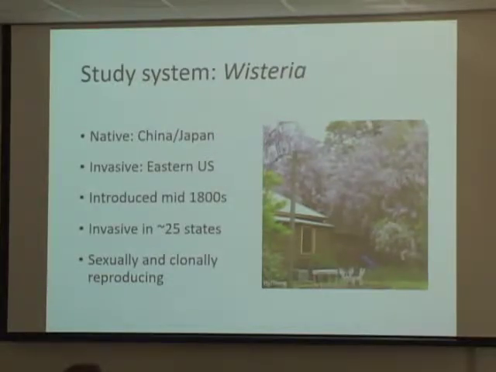It was introduced in the mid-1800s as an ornamental plant, and it continues to be planted in residential gardens across the country. It reproduces sexually and asexually, and here we see lots of purple wisteria flowers behind this house.